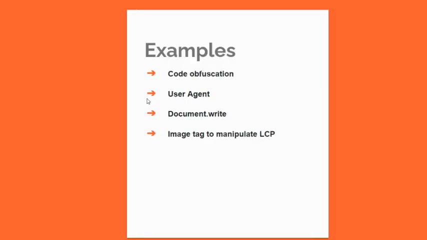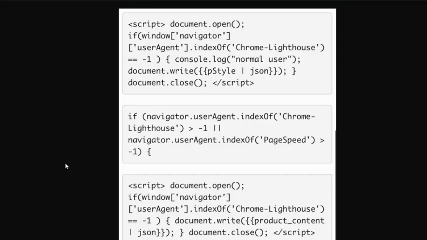Another example is to use the JavaScript function document.write. It's not a good idea to use document.write because it's a little insecure. This type of code can be coupled with user agent. You can see the example here. Using document.write, some script can be loaded, and in this example, you can see that some of the code can be hidden from Lighthouse. So this type of technique is also used.